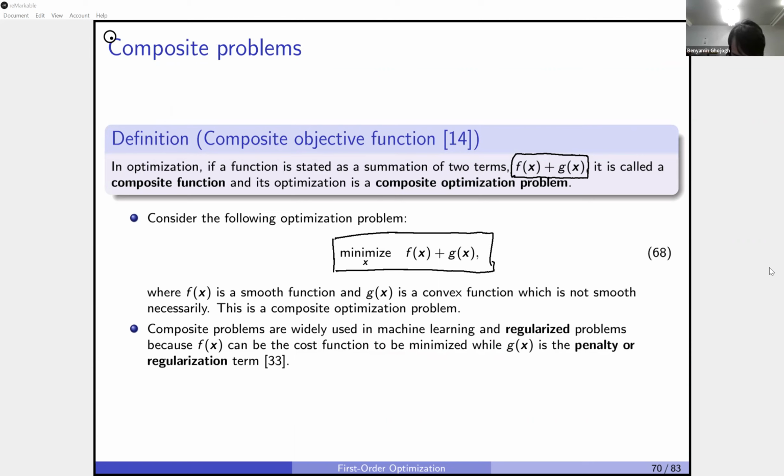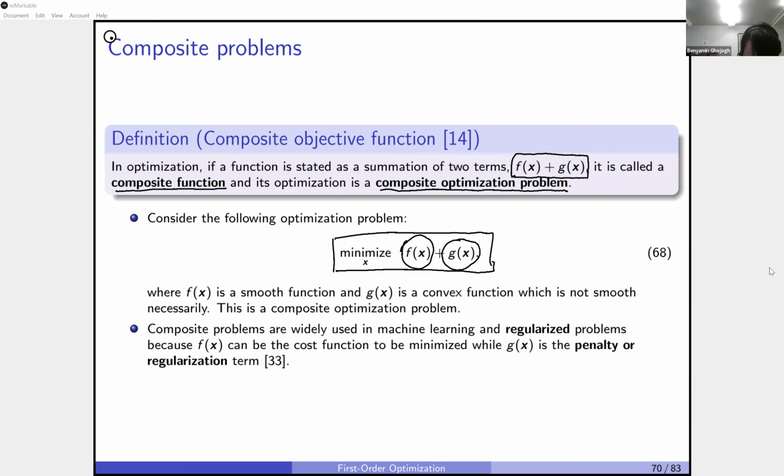An example is regularized optimization, when you have an actual cost function, and g of x is a regularization term, right? So this is a composite function. Its optimization is called a composite optimization problem. You see it a lot in optimization, and in different areas such as machine learning.